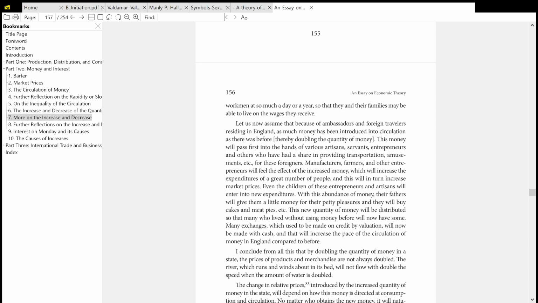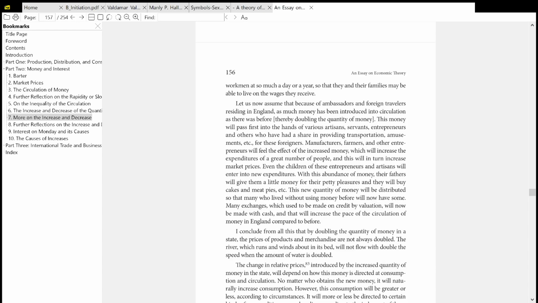This new quantity of money will be distributed so that many who lived without using money before will now have some. Many exchanges, which used to be made on credit by valuation, will now be made with cash, and that will increase the pace of the circulation of money in England compared to before. I conclude from all this that by doubling the quantity of money in a state, the prices of products and merchandise are not always doubled. The river which runs and winds about its bed will not flow with double the speed when the amount of water is doubled.